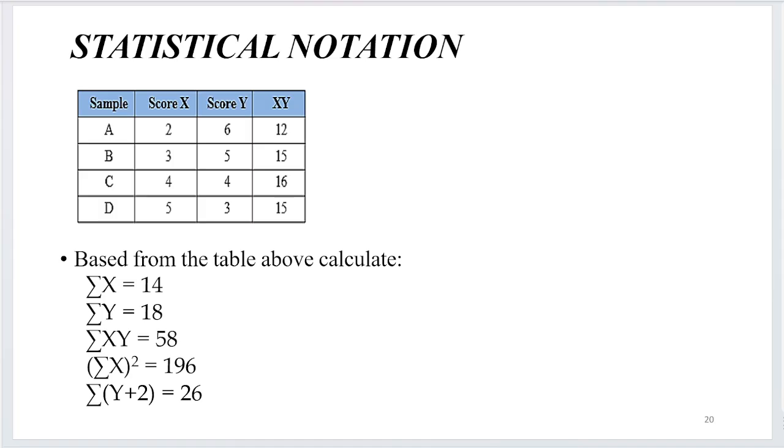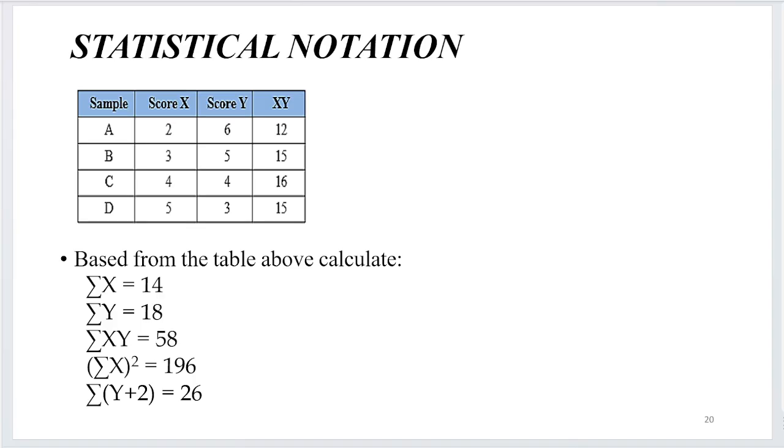And summation of y means add all the values of y together: 6 plus 5 plus 4 plus 3 is 18. Summation of x times y means add all the values of x times y together: 12 plus 15 plus 16 plus 15 is 58.